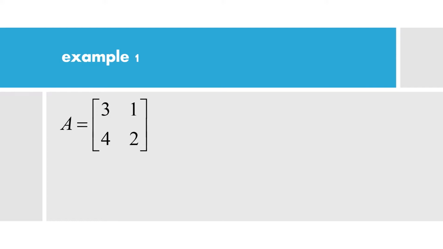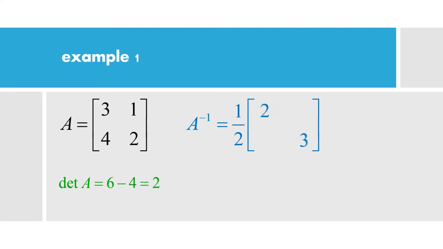Let's look at an example. Start by finding the determinant of the matrix. Multiply diagonals and subtract. 6 minus 4 is 2. That means the inverse starts off with a scalar of 1/2. We swap the 2 and 3, and we make the 1 and 4 both negative. And to finish this up, we just multiply by the scalar. That's our inverse.